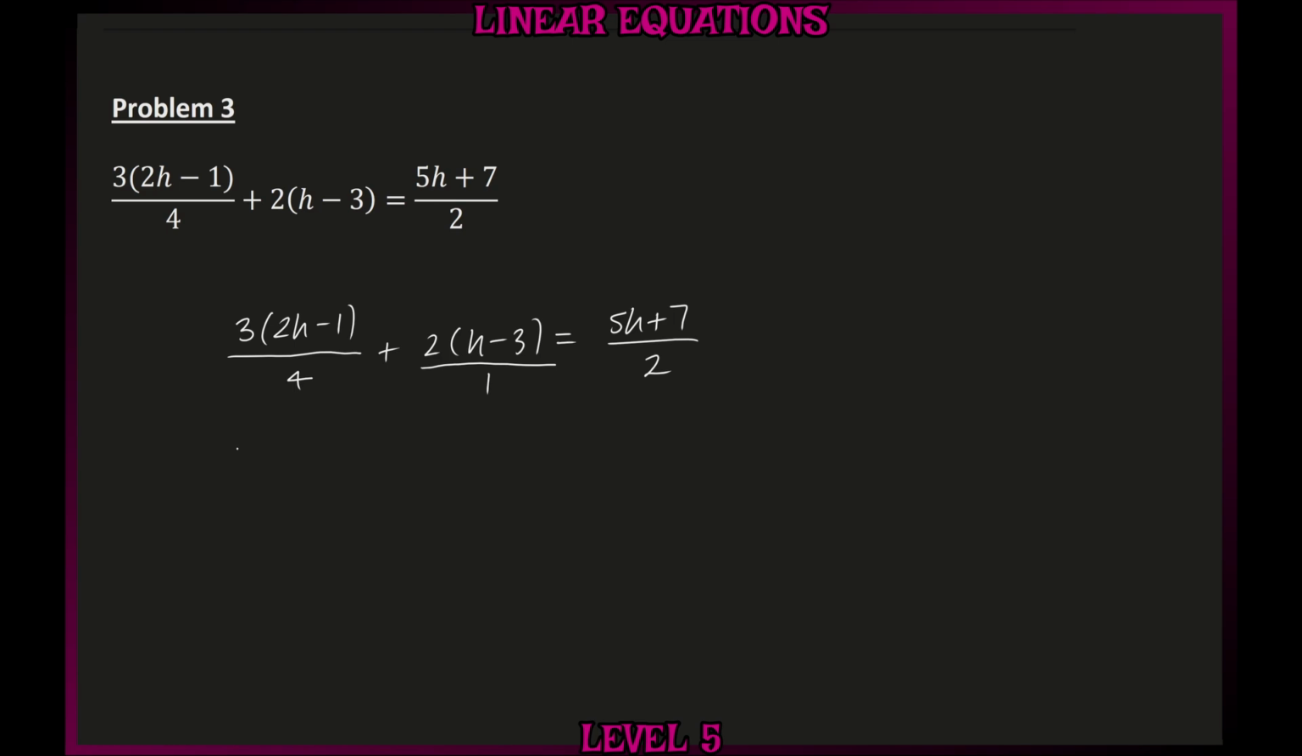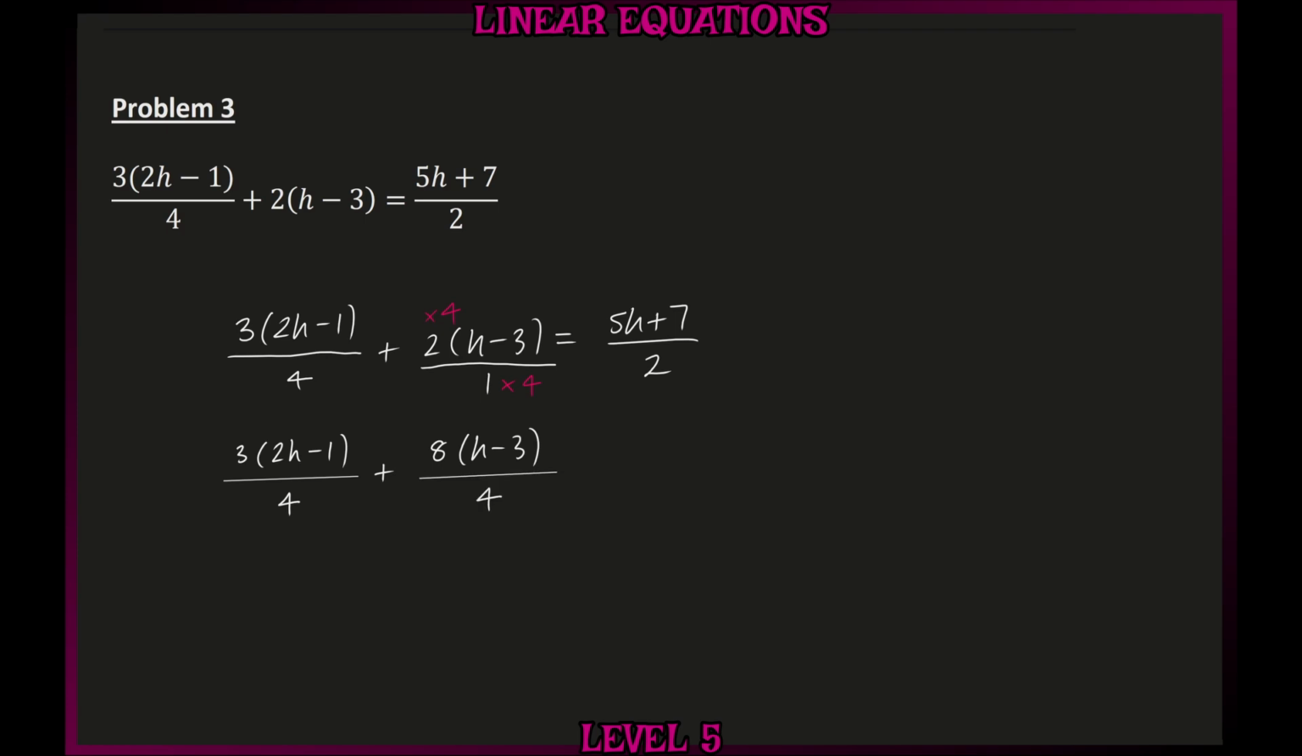So the first fraction on the left can stay the same, so 3 times 2h minus 1 all over 4. For the second fraction on the left hand side, to make the denominator 4, we need to multiply it by 4. And this means that we need to also multiply the numerator by 4. So this means that the numerator becomes 2 times 4, which is 8, multiplied by h minus 3, over 1 times 4, which is 4.